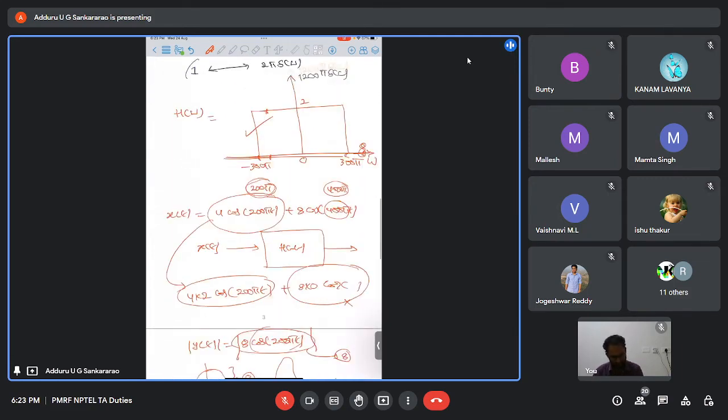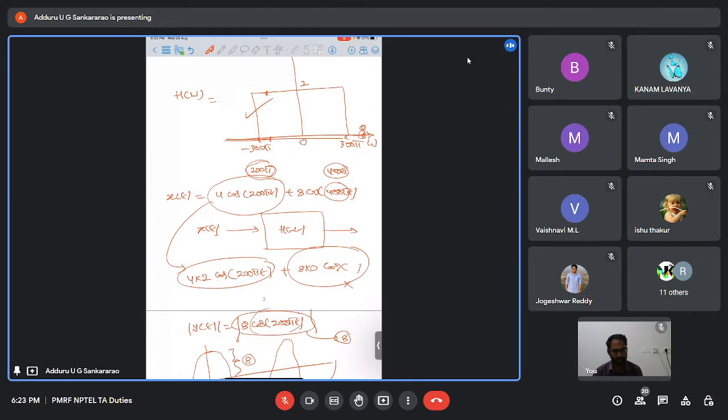Now at that frequency, what is the magnitude and phase? Phase is 0. So what is the magnitude? With that magnitude we are multiplying. For 200 pi, the magnitude is 2, so this is multiplied. For the second one at 400 pi, the magnitude is 0 because H of omega ranges from minus 300 pi to 300 pi. The second term will become 0.